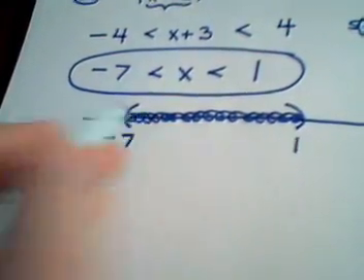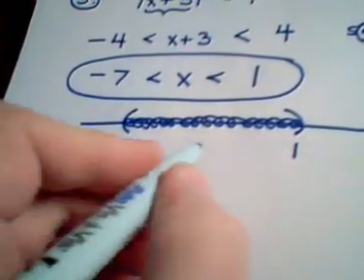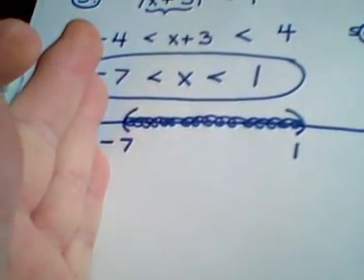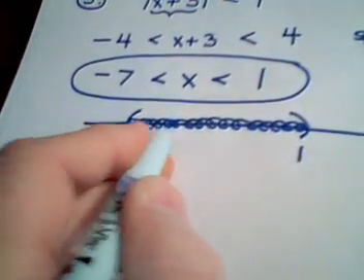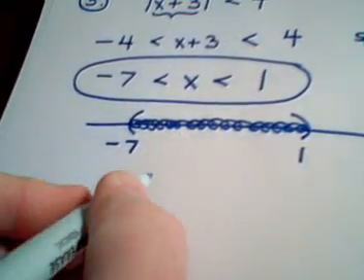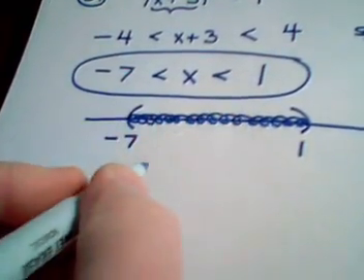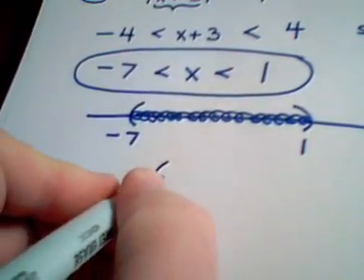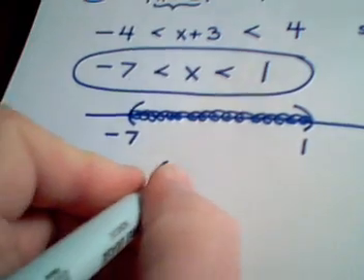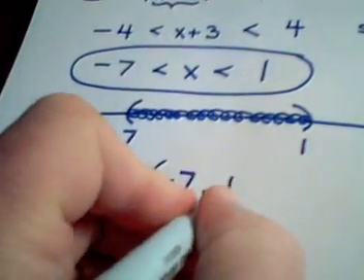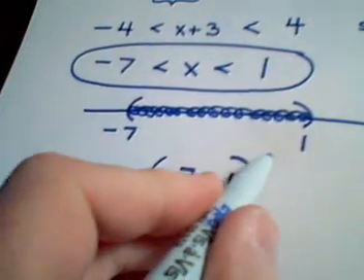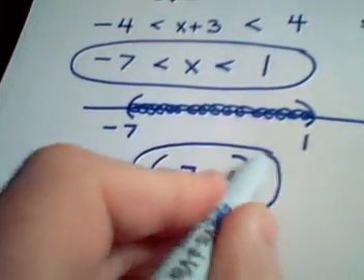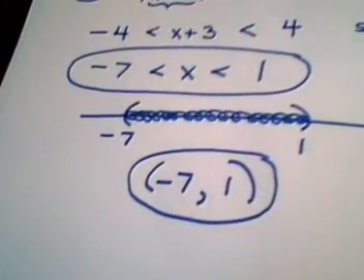And then if I took this picture and turned it into interval notation, remember, interval notation, it's always good to draw a picture first and then scan from left to right. So when I turn this into interval notation, I have left paren, -7, comma, 1, paren. And this is my solution set written in interval notation. And we're done.